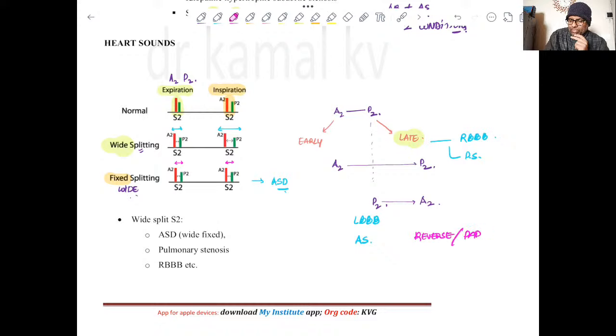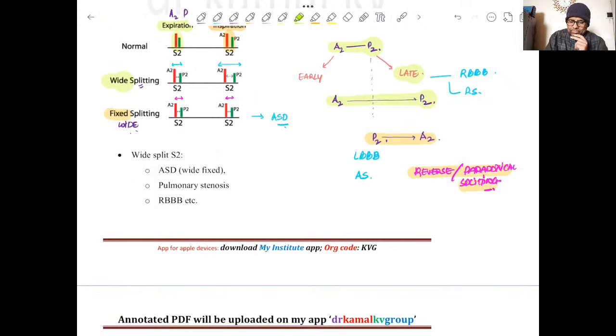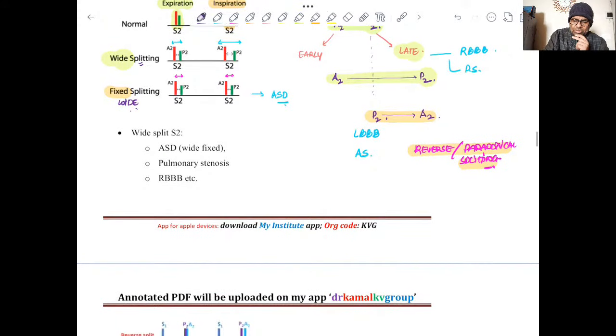So this is reverse or paradoxical splitting, and this is just because the aortic component is closing later than the pulmonary component, which is against the normal physiology of A2 P2. Now here it has become P2 A2. Clear? So this is reverse or paradoxical splitting, and yes, if it is A2 P2, that is wide, right? So just remember this basic concept, and it's a very valuable portion from the exam point of view, and most of the time we have a question on reverse splitting, because the examiner just wants to check whether you understood the concept or not.